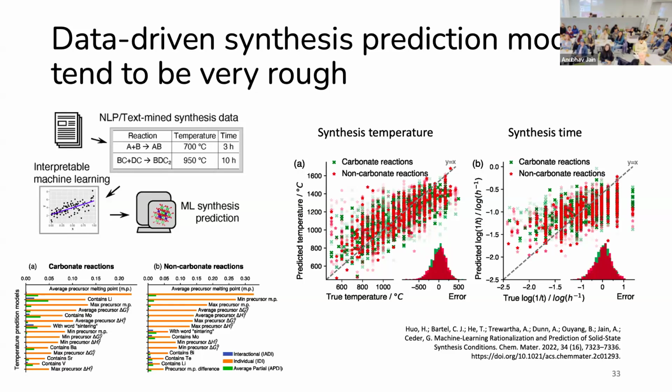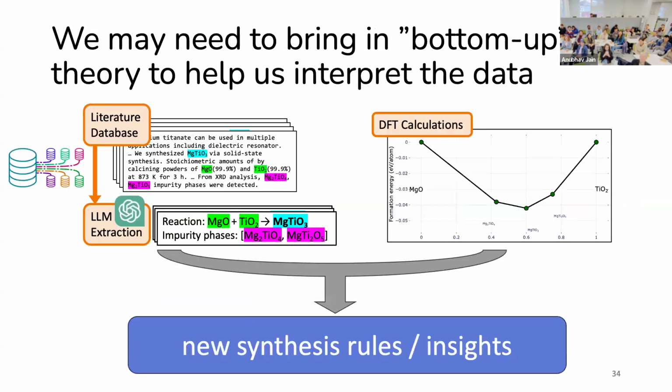The left is the synthesis temperature, the right is the synthesis time. It's really difficult to make a predictive model with any sort of tight accuracy for synthesis using this top-down approach, because the experimental data is just extremely messy. So we were thinking maybe we can bring the bottom-up theory along with the top-down approach to help us interpret the data. So we've been starting along that approach.